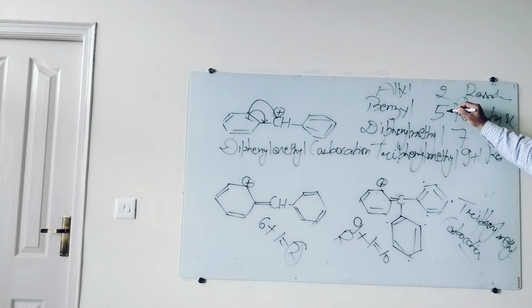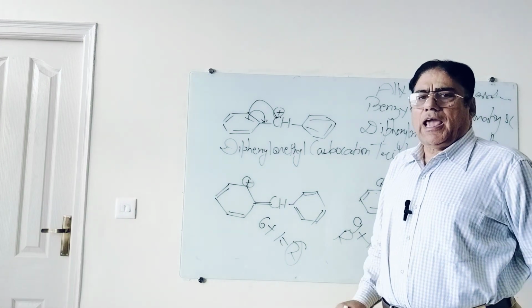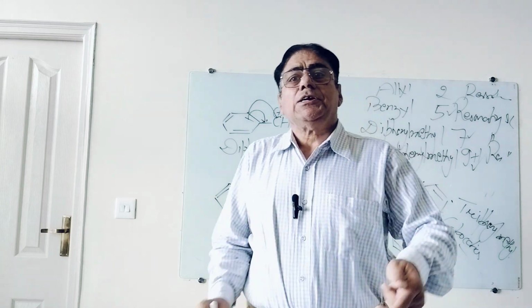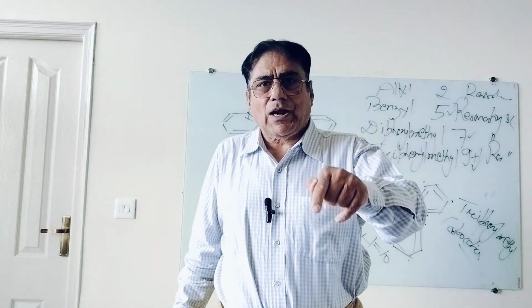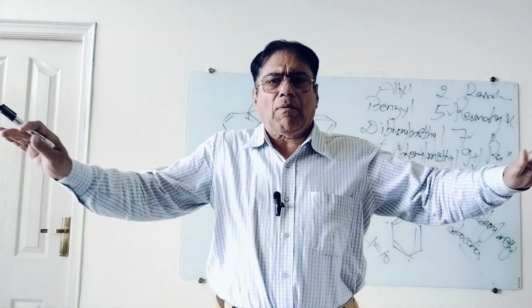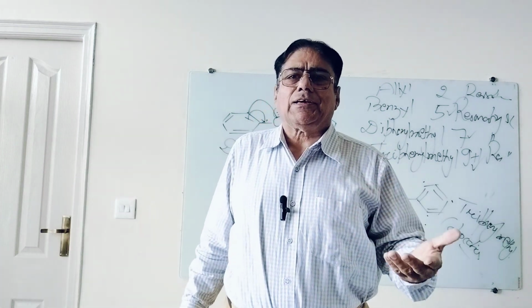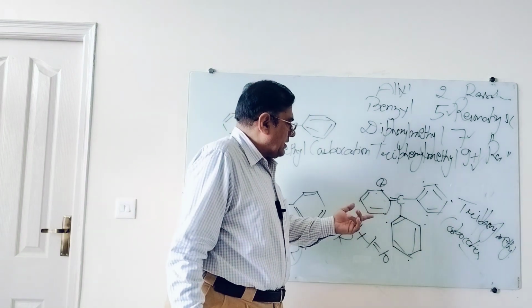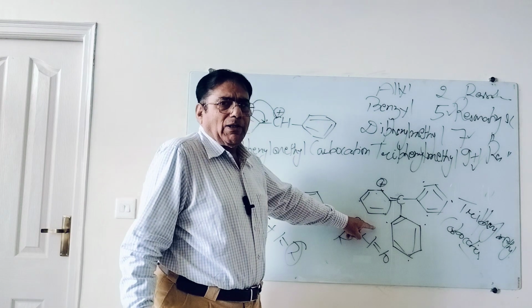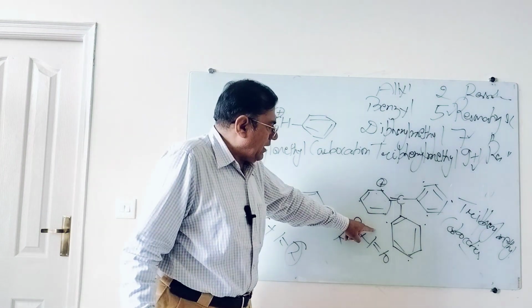In benzyl, 5; in diphenyl methyl, 6 plus 1, 7; in triphenyl methyl, 9 plus 1. Just try to see, as the number of resonating structures increases, delocalization of the positive charge increases. If that charge can be delocalized over the maximum number of atoms, stability will increase. Certainly, I can say triphenyl methyl carbocation with 9 plus 1 resonating structures is the most stable.